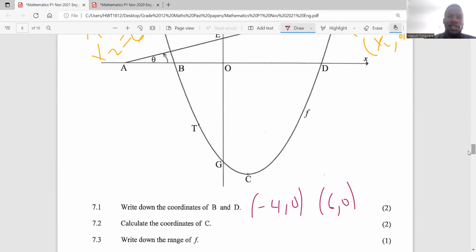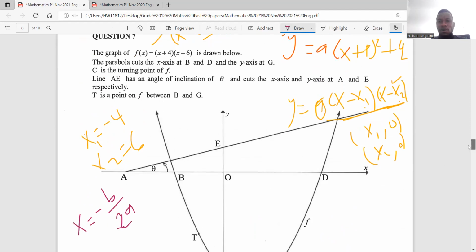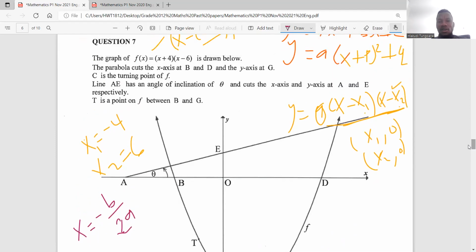Remember, if you're given a parabola in standard form, the x turning point can be found by taking minus b over 2a. I don't want you to expand this and write it in standard form and apply this formula. There's another way of getting the x value of the turning point.